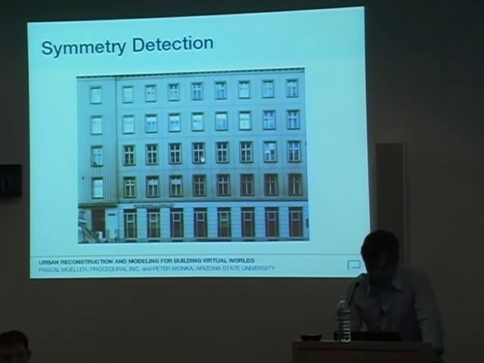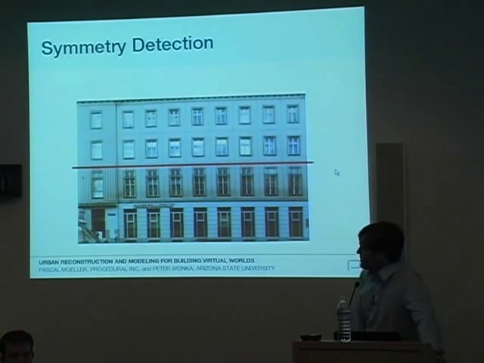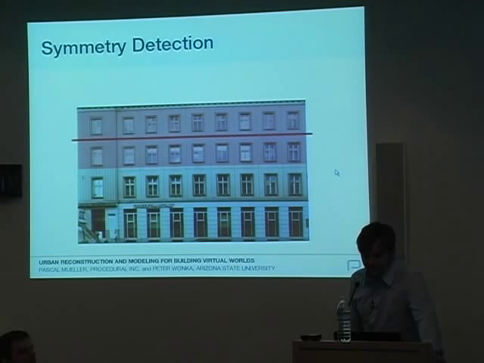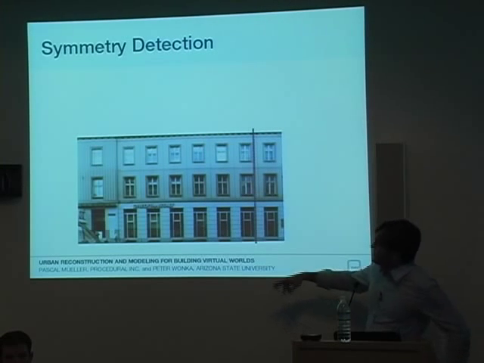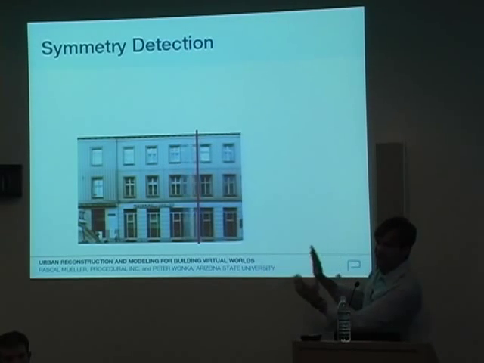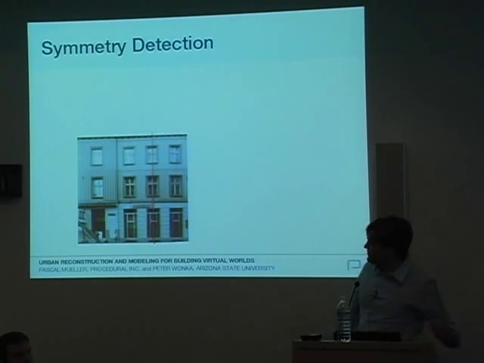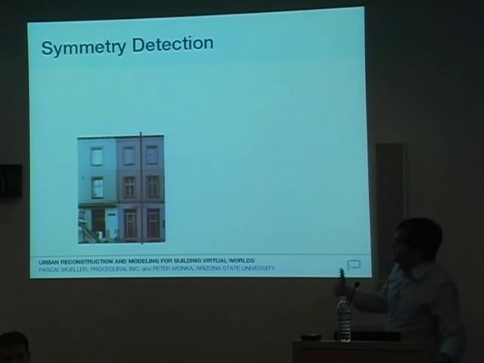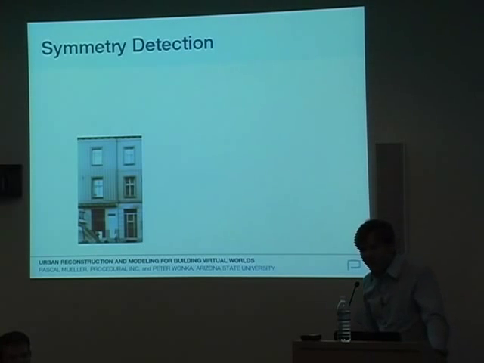So the first idea was we had to find out the symmetry. So we used a symmetry detection algorithm called mutual information. The idea is you have a two-dimensional search space. So we are looking for where is the best symmetry axis and where is the best range, where is symmetry. So you see it here. So we do that iteratively again and again, and at the end we receive something which we call the irreducible facade.